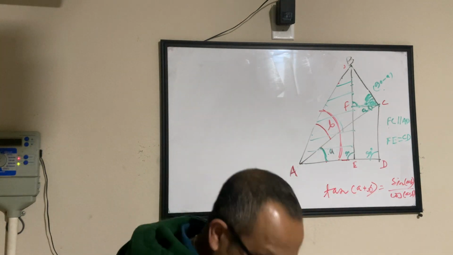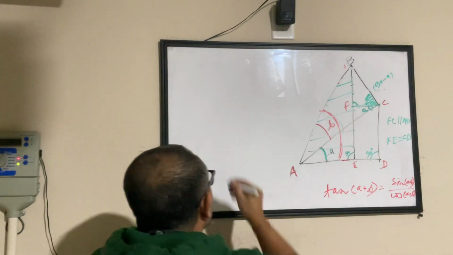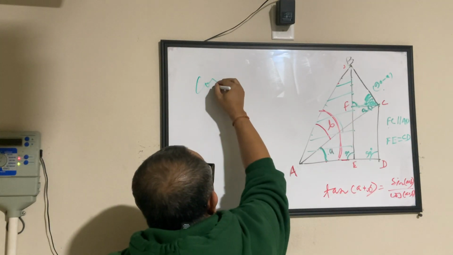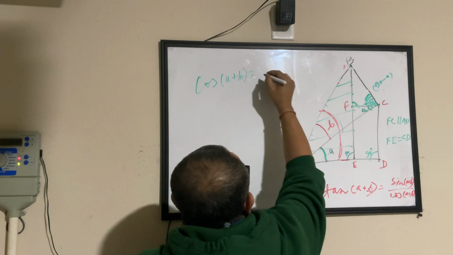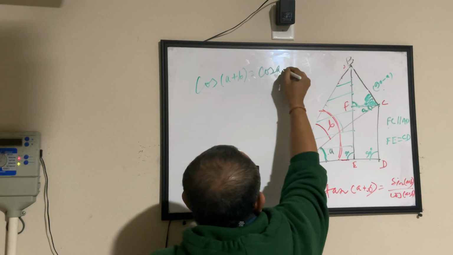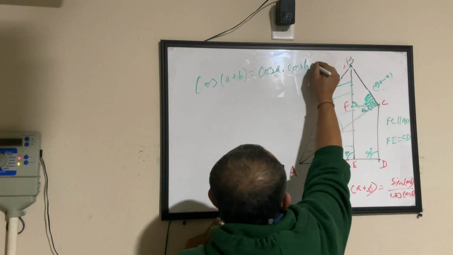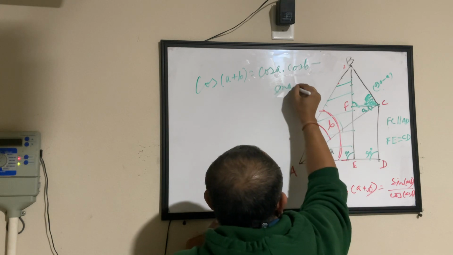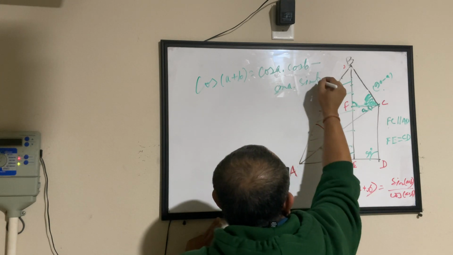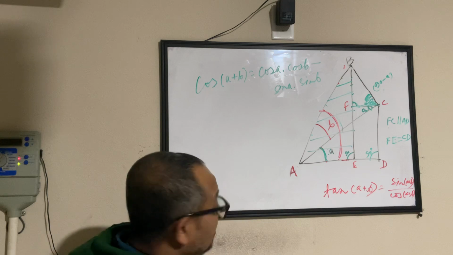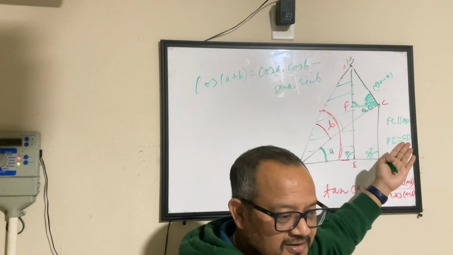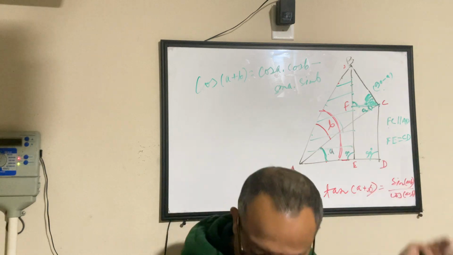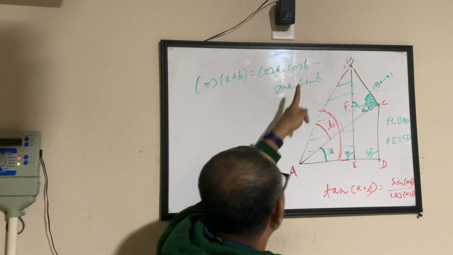Now let's go to cos of A plus B. This equals cos of A times cos of B minus sine of A times sine of B. Now you will say how? Thankfully the same diagram helps. So here let's try proving this.